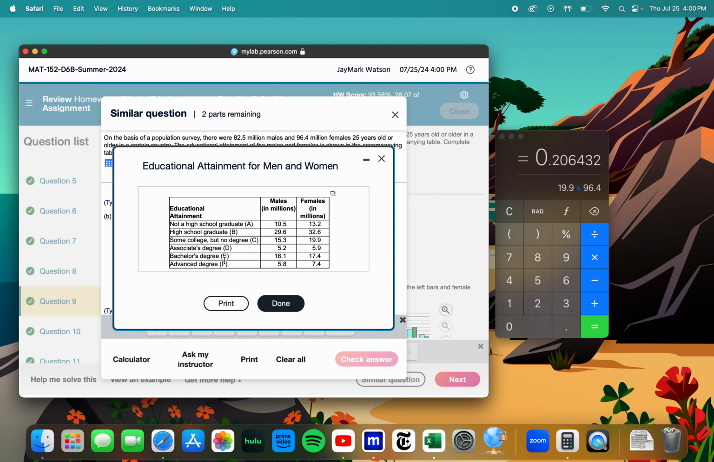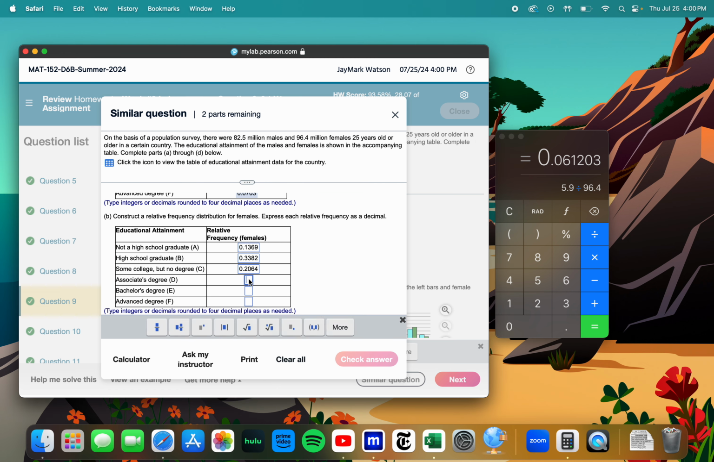Associate's degree, 5.9. That you get 0.0612. You do not round up because nothing behind the 4th spot is big enough to do so.